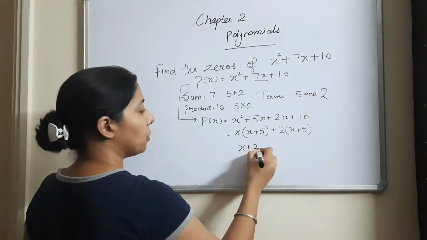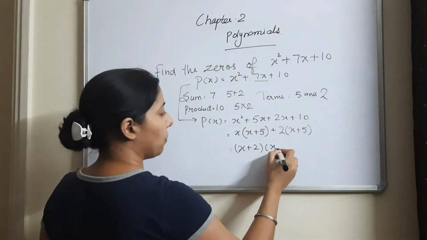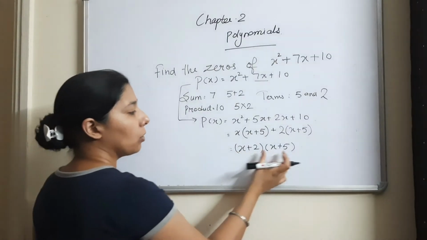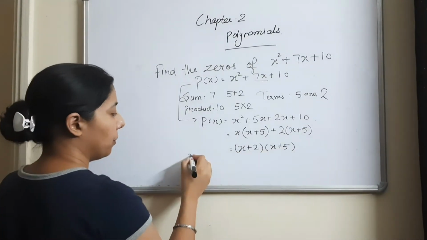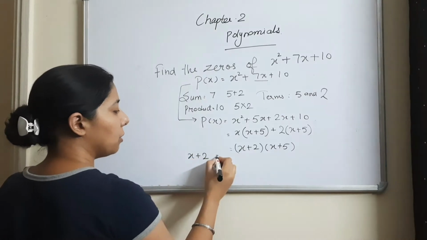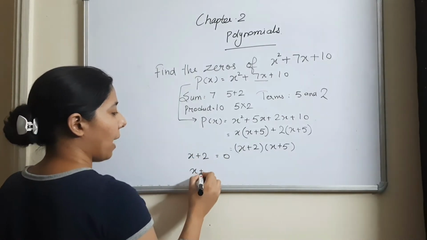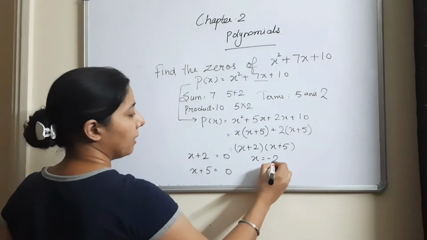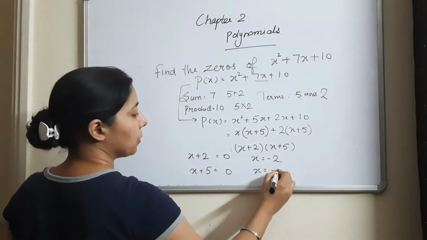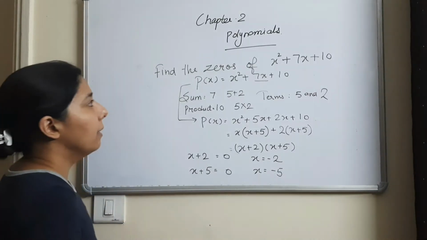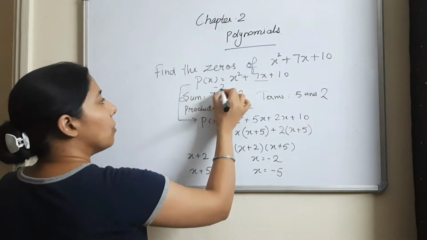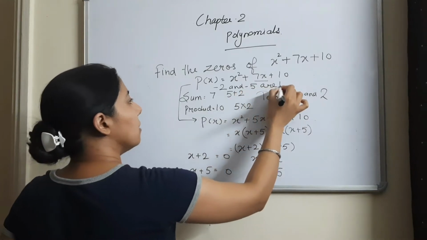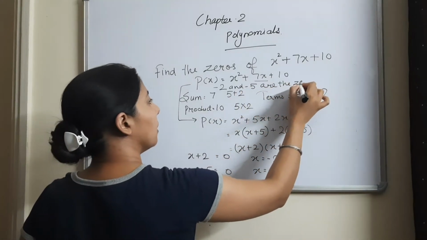So it is x plus 2 and x plus 5. Now to find the zeros, put each of them individually equal to 0. So put x plus 2 equal to 0 and x plus 5 equal to 0. From here x is equal to minus 2 and x is equal to minus 5. So you can write that minus 2 and minus 5 are the zeros of the polynomial.